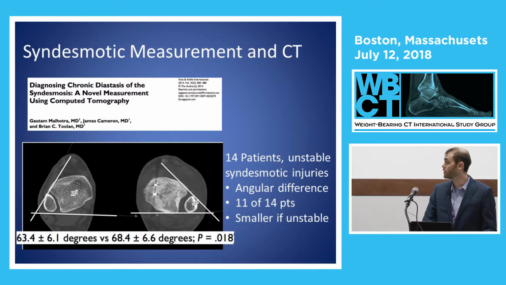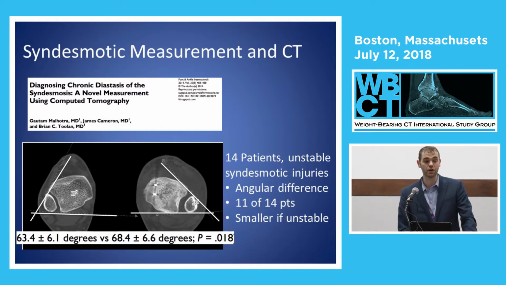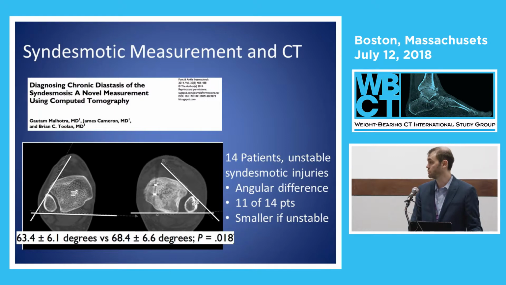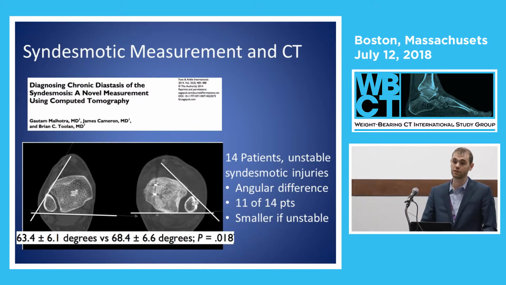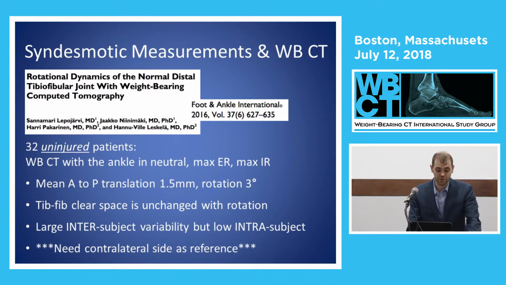Taking it even a step further, they found that if you just measure the area, so rather than just thinking about distances and angles, this is a measurement that's not always readily available on a standard PACS viewer, but maybe we should be measuring area, that in patients with unstable syndesmoses, the area between the distal tib-fib articulation was larger. And then some syndesmotic measurements have started coming out with weight-bearing CT.